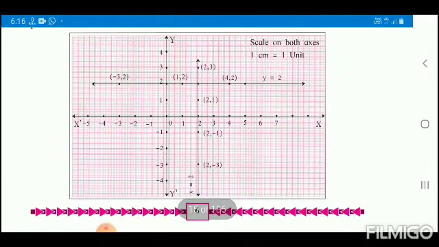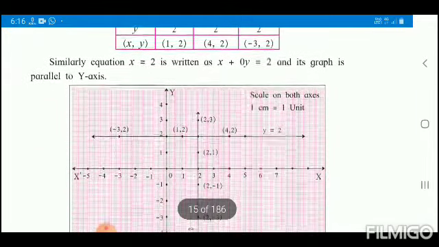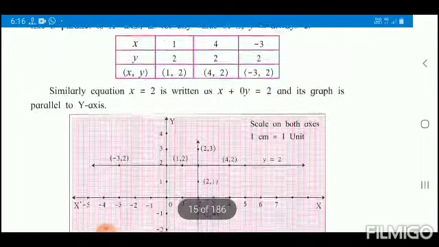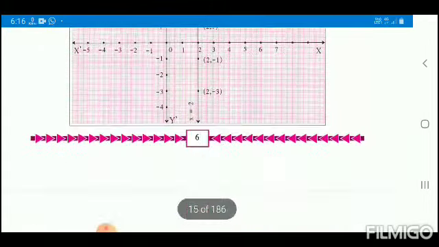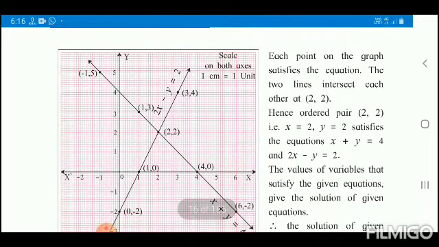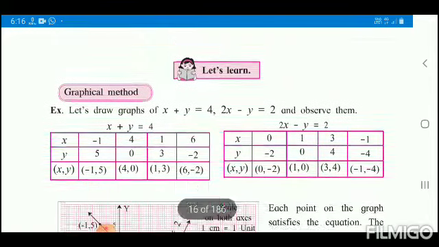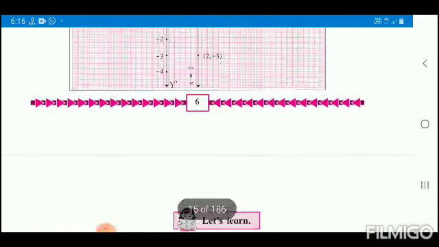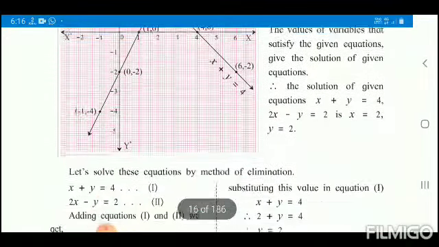Now how to plot the graph? Look, here they had taken the scale on both the axes: 1 centimeter is equal to 1 unit. The horizontal axis is known as the x-axis, that you know, x dash, and the vertical axis is known as y dash. You have to plot the points. Okay. Now here they plotted the points. According to whatever values are there, they have plotted the points on the graph.